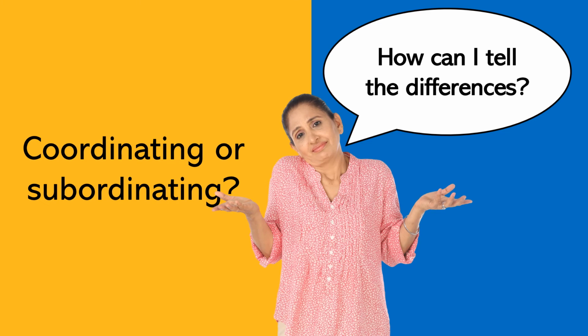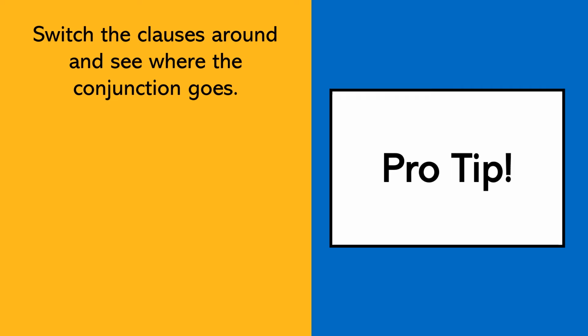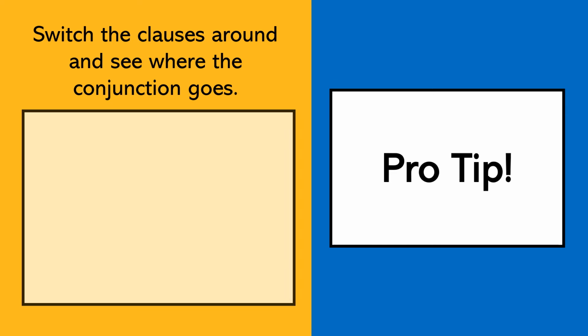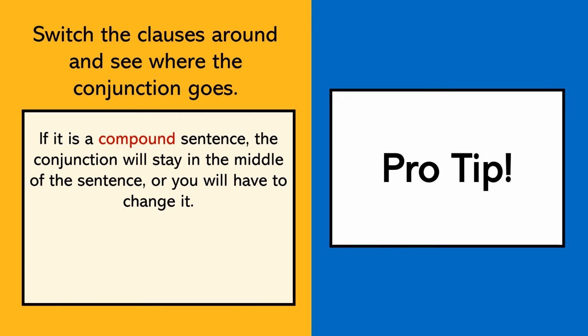So there is a pro tip that you can use. What you're going to do is swap the clauses around. So whatever clause is at the beginning, you put it at the end and vice versa. Now, when you do this, if you have a compound sentence, then the conjunction will either stay in the middle or you have to change the conjunction altogether, one or the other, right? In that case, that means that you have a comma before the conjunction because it is a coordinating conjunction in a compound sentence. So in that context, you need to include the comma.